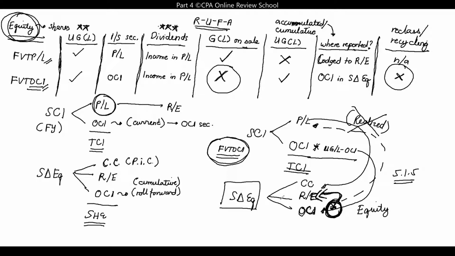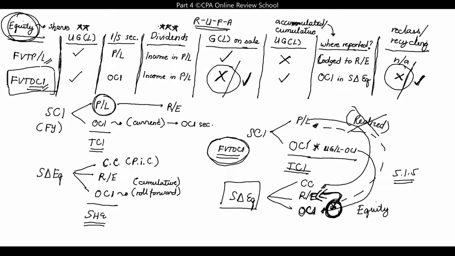The old standard says you have a gain or loss on sale. Okay? That's the old standard. The old standard also says you have a reclassification or recycling. Take note of that. The old standard says you have a gain or loss on sale for this OCI investment, and also a reclassification or recycling for the OCI investment. So, you will compute it. Okay?